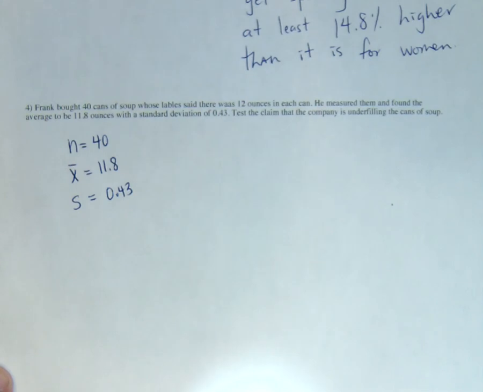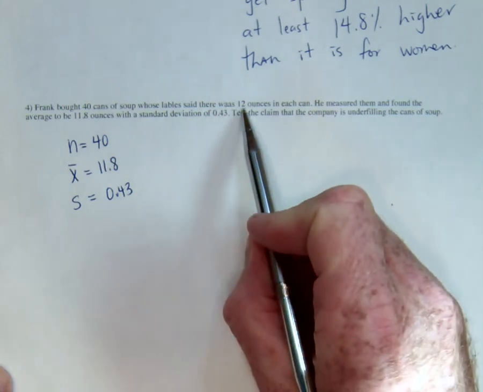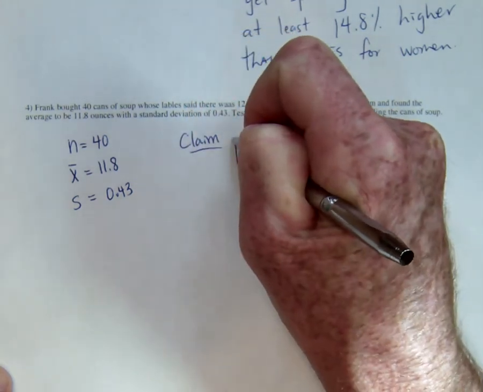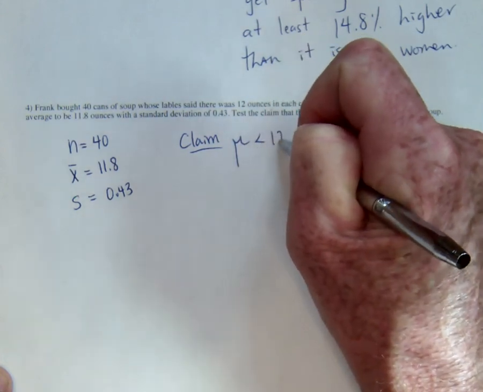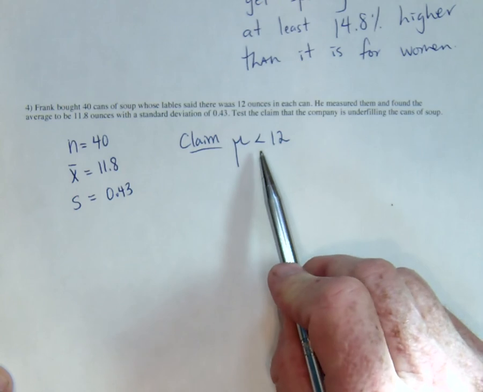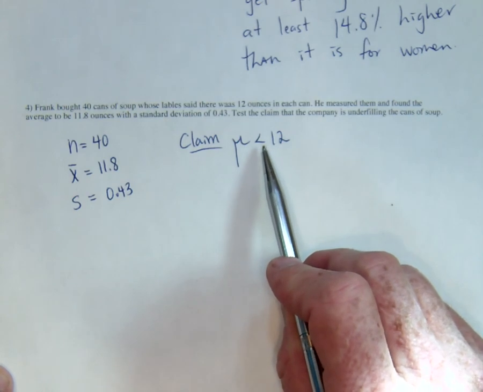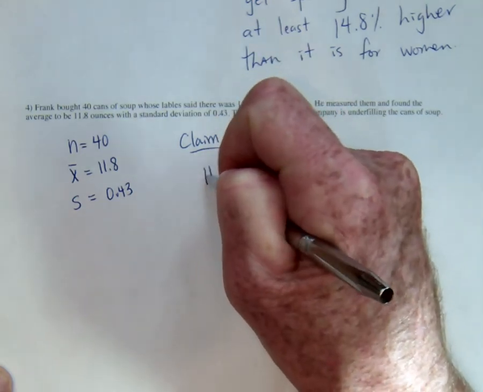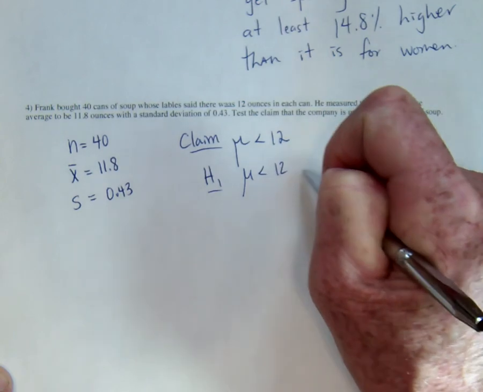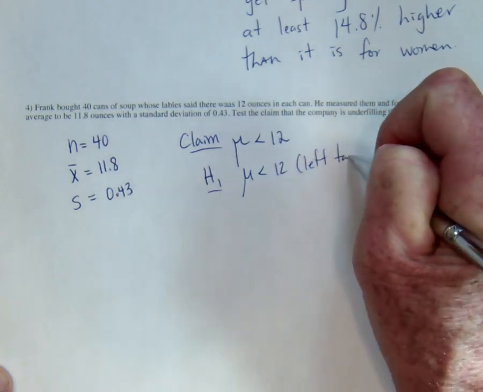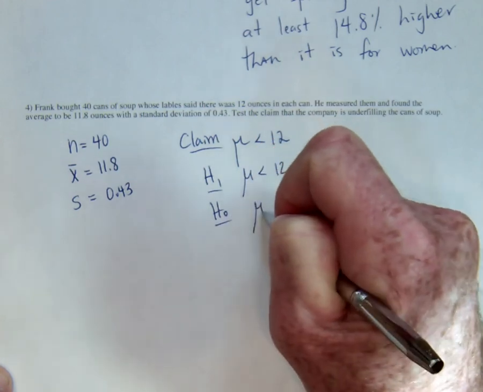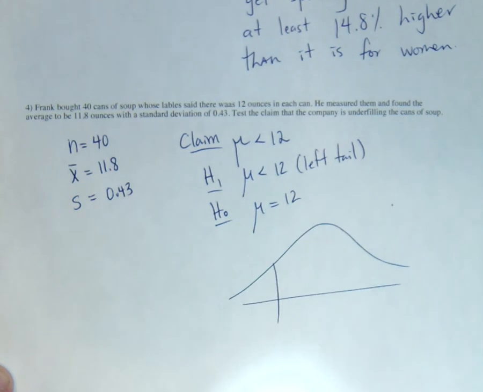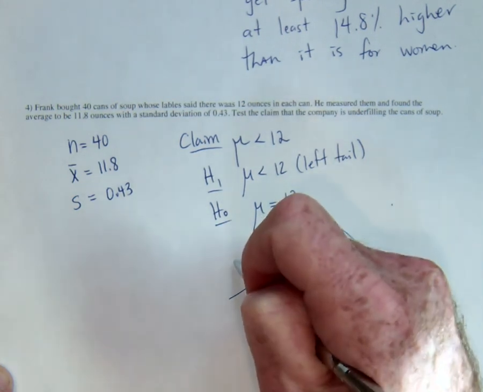All right, test the claim that the cans are underfilled. So they're supposed to have 12 ounces. Underfilled would mean they have less than that. So the claim is that the mean is less than 12 ounces. And on this, I can't put equals because if it equals 12, that's exactly what the label said. So the guy's not getting ripped off if it says equals 12. Next, H1 can stay like that, so that's left-tailed. And H sub O would have equals. So it's going to be left-tailed, alpha equals 0.05.